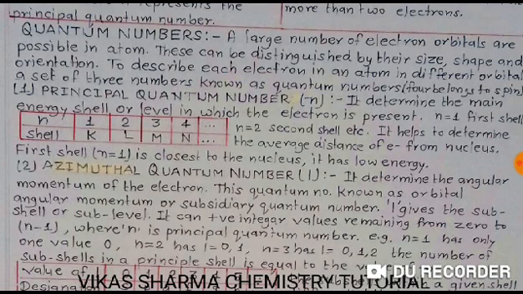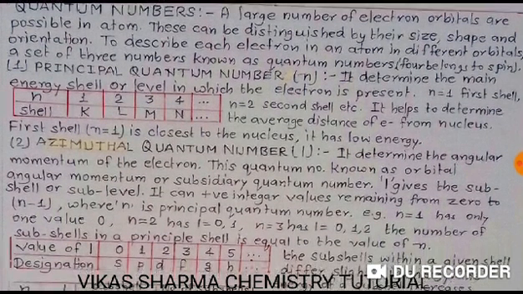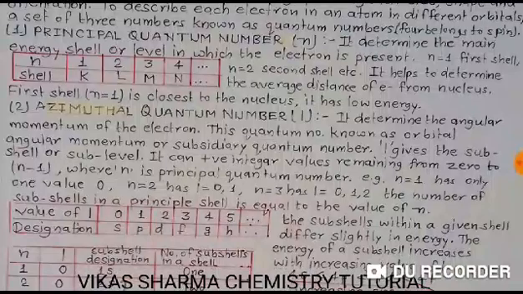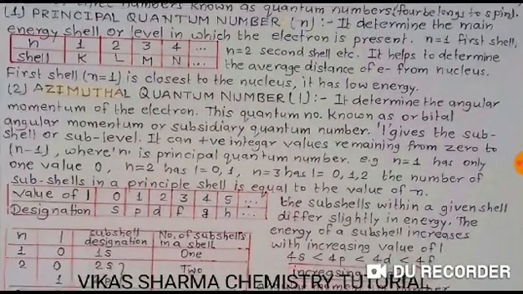For example, n equal to 1 has only one value, 0. So n equal to 2 has small l, the azimuthal quantum number, 0 or 1. For n equal to 3, the principal quantum number 3, l is 0, 1, 2. So the number of subshells in a principal shell is equal to the value of n. The subshells within a given shell differ slightly in energy. The energy of a subshell increases with increasing value of l.